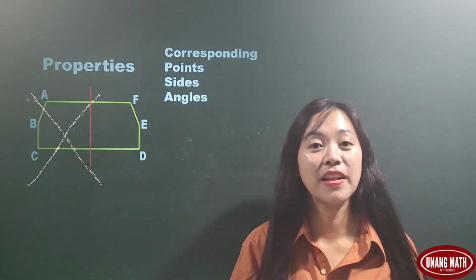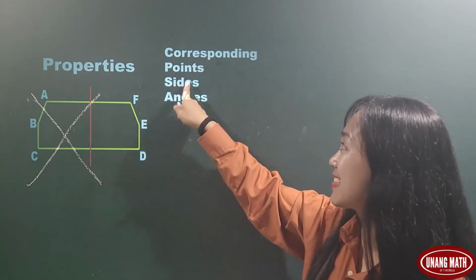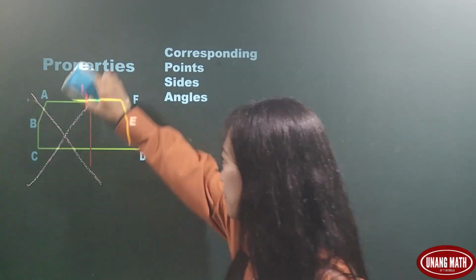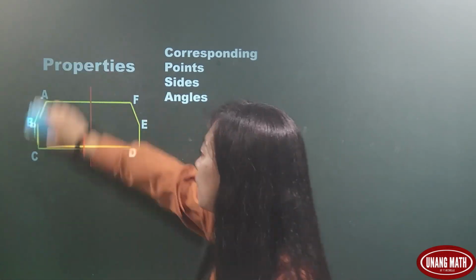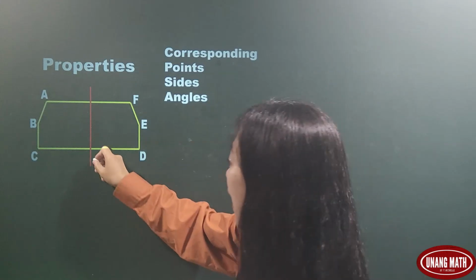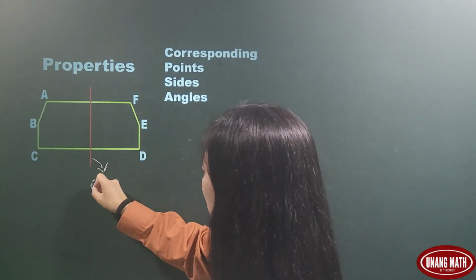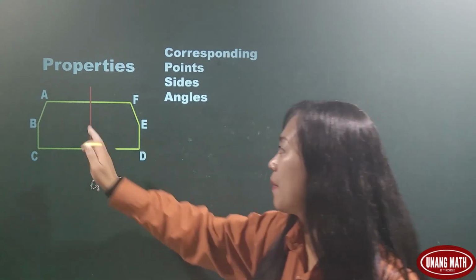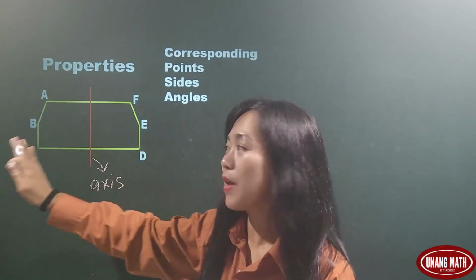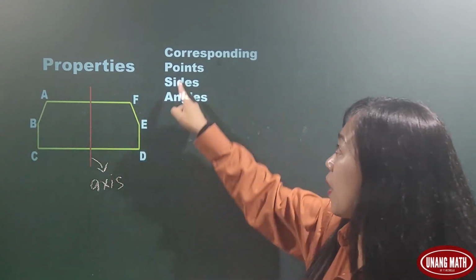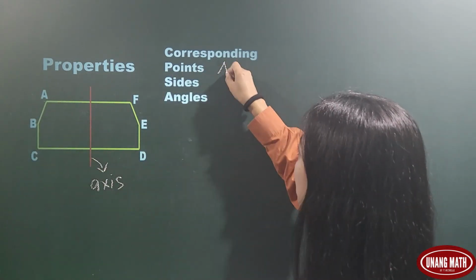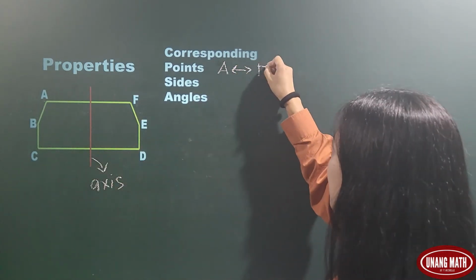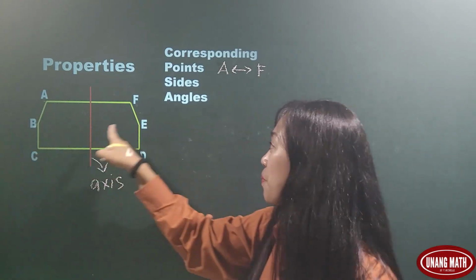Okay, so meron tayong tinatawag na corresponding points, sides, at angles ng isang figure na may axis of symmetry. So, sa figure natin na ito, ang axis of symmetry ay ang red line na ito. So, this is the axis of symmetry. So, gaya ng sabi natin kanina, ang part na ito ay equal lang sa part na ito. So, ang point A corresponds to point F sa part na ito. Okay, point B corresponds to point E.